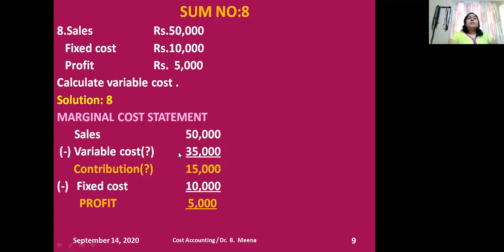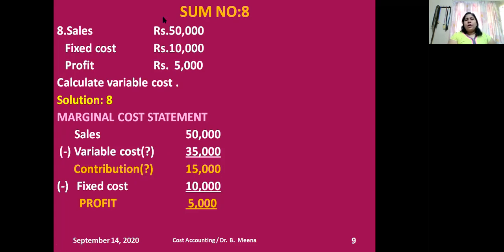Next problem is sales 50,000, fixed cost is 10,000, profit is 5,000. The question is calculate variable costs. It's better to apply the marginal cost statement. What is the marginal cost statement? Sales is 50,000, given in the problem, minus variable cost, only the question. I put the question mark here. If I don't know the variable cost, definitely I will not be able to calculate the contribution. That's also a question mark.